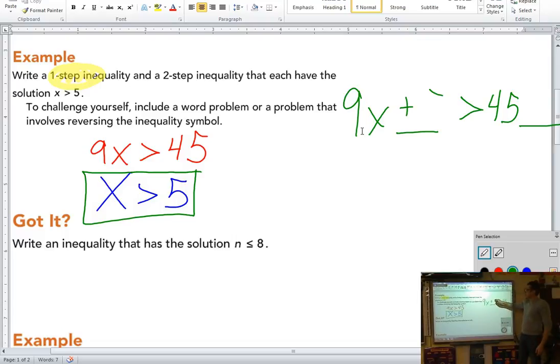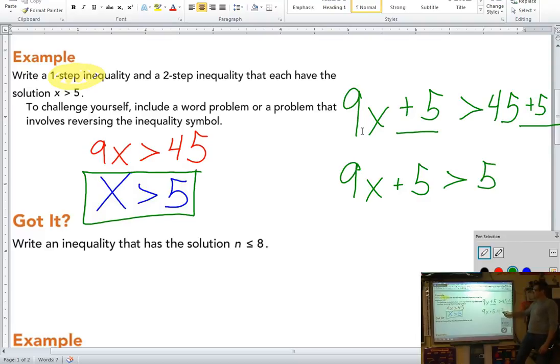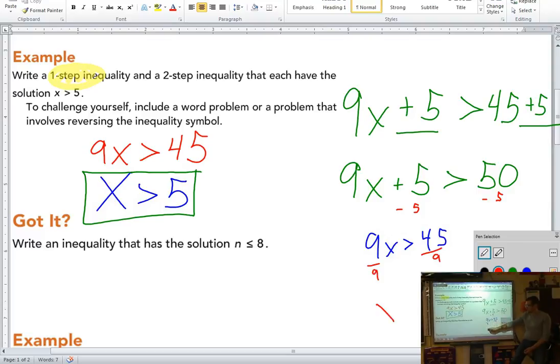Perfect! If we add 5, my new inequality becomes 9x plus 5 is greater than 50. When we go to solve this, we'd work the solution just like we're used to. Subtract 5, subtract 5. That would give me 9x is greater than 45. Well, that's the inequality that I had. Then, to solve this the rest of the way, I divide by 9. You don't have to write this process out, because all it shows me is exactly what I wanted. So we've now created a two-step inequality with this as our solution.